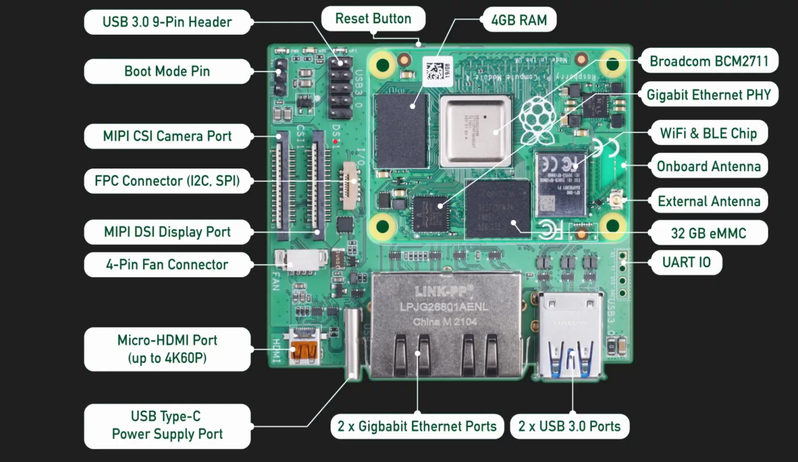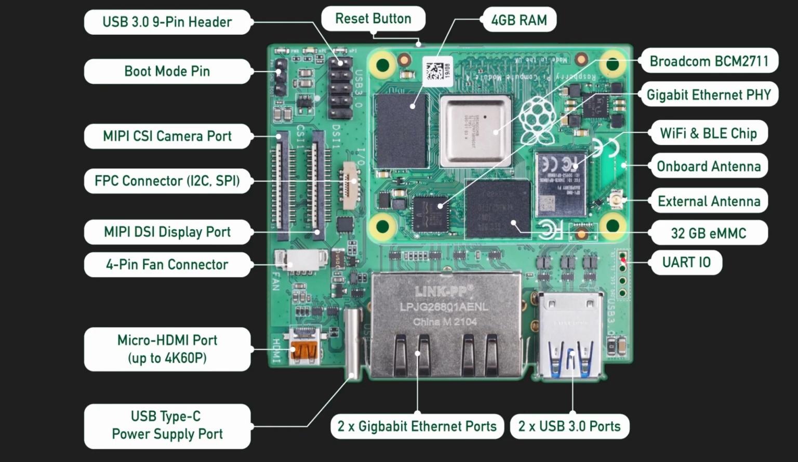So a quick look at the actual board itself. You can see there the USB 3 9-pin header. You've got these various camera and display connectors here that I was talking about. A connector for a fan. You've got the micro HDMI. You've got the USB-C. Of course, you've got the dual gigabit ports. You've got those two USB 3 ports.